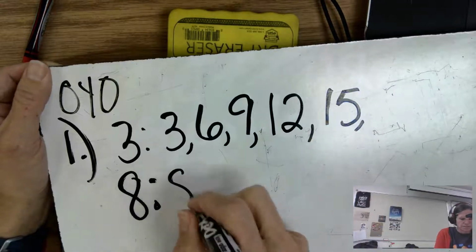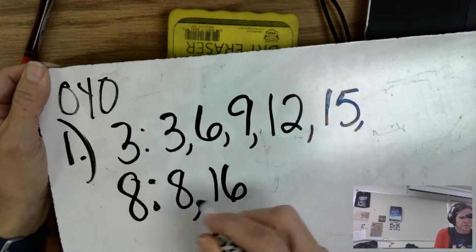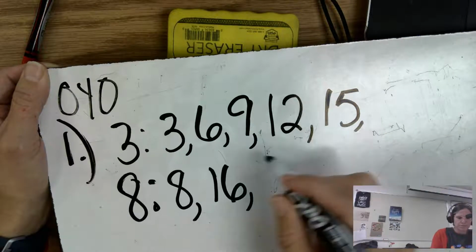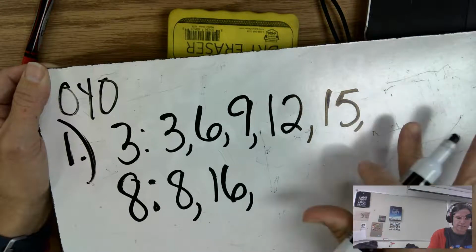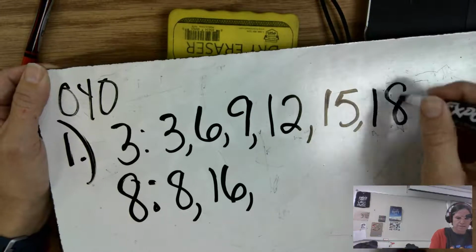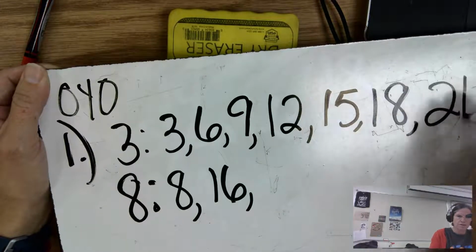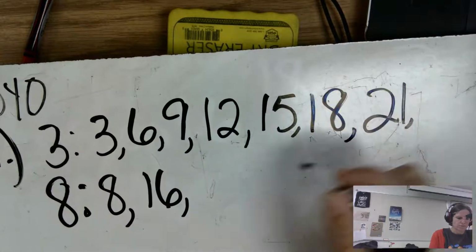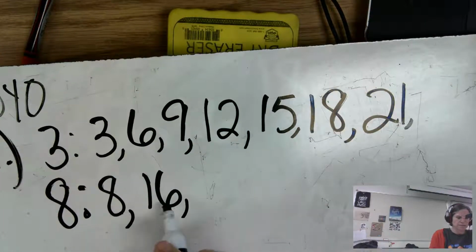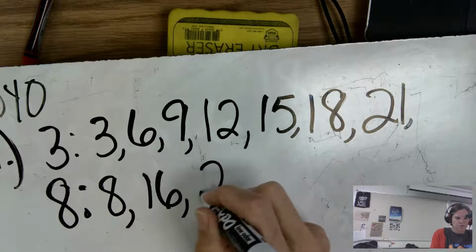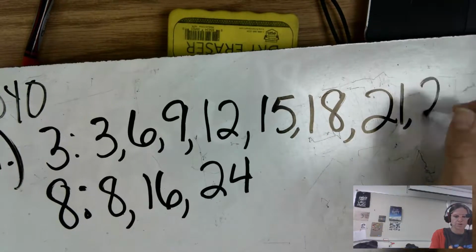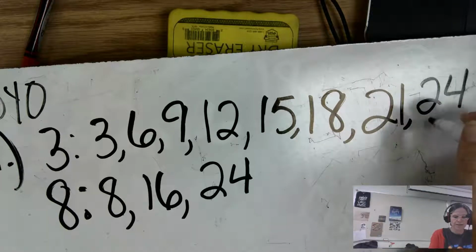8, 16, nope, still don't have anything in common. After 15, 16, 17, 18, 19, 20, 21. And then if I count by 8, 8, 16, 24, 21, 22, 23, 24. Oh, 24. They have that in common.